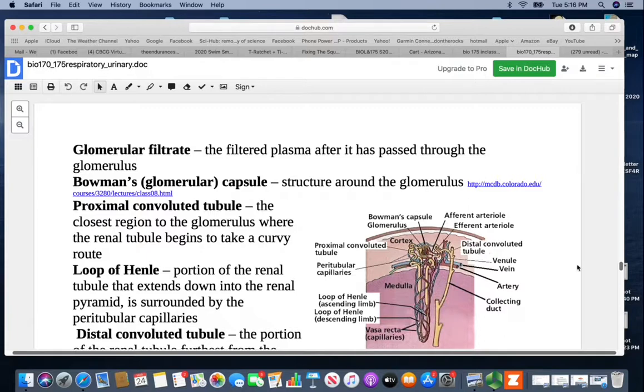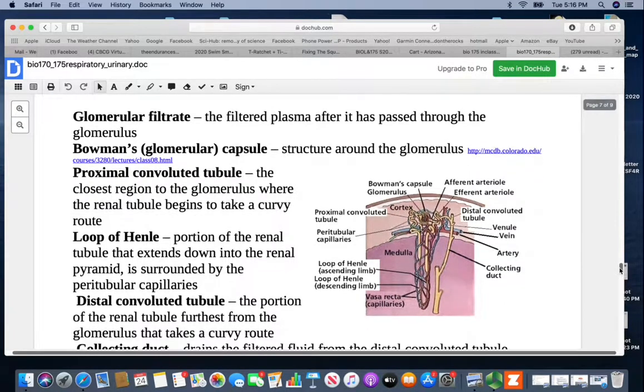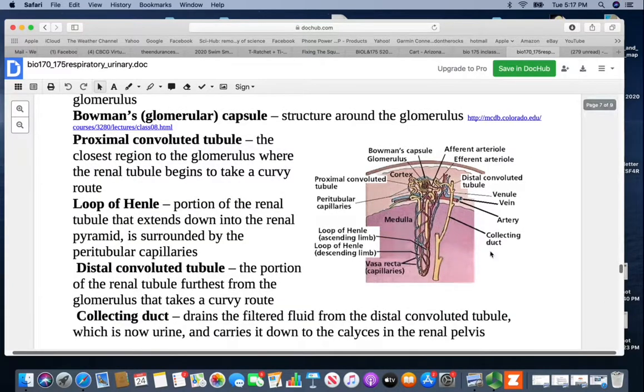After going through that curvy area, it changes into the loop of Henle. This portion extends down deeper into the renal pyramids, and it is surrounded by the peritubular capillaries. That allows some of this fluid, as it moves down here, to move back into the capillaries so that it's not lost. After you come back up, you reach the distal convoluted tubule. Again, another curvy portion, just farther away from the glomerulus. And then it will finally come into the collecting duct.